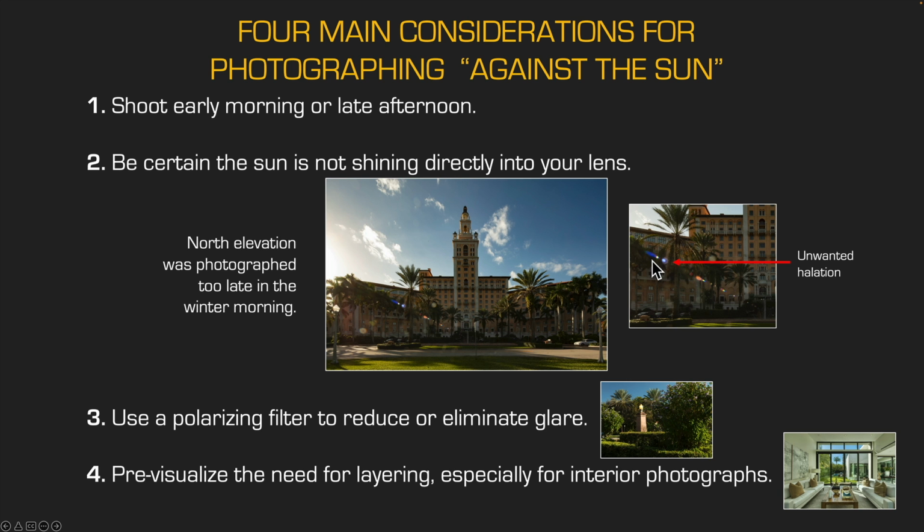Now in the movies, they will allow some halation. You'll see as the camera pans, all of a sudden you'll see this streak of light coming in. That may be okay for the movies, but it really isn't very good for the kind of architectural photography we're doing. Number three, use a polarizing filter to reduce or eliminate the glare. You'll probably get some. Polarizer is great. And four, pre-visualize the need for layering, especially for interior photographs.